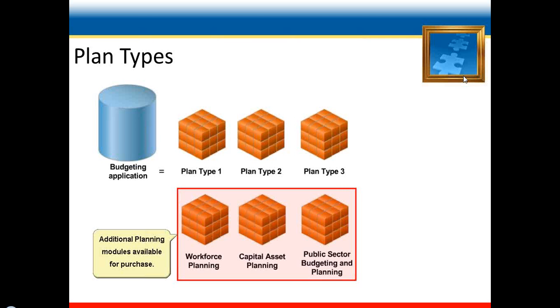For example, your budgeting planning application has three customizable plan types. The default values are Plan Type 1, Plan Type 2, Plan Type 3. If you purchase additional modules, you use the plan types provided for those modules, like workforce planning, capital asset planning, and public sector budgeting and planning.